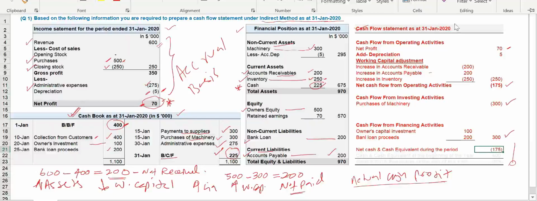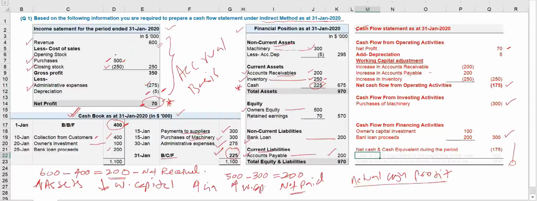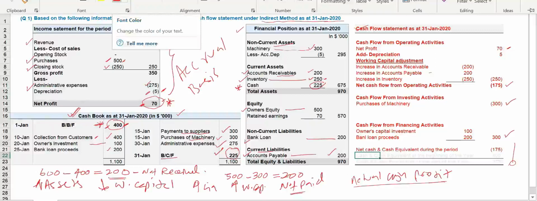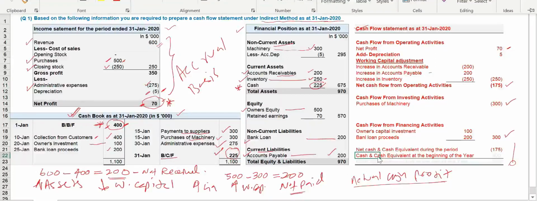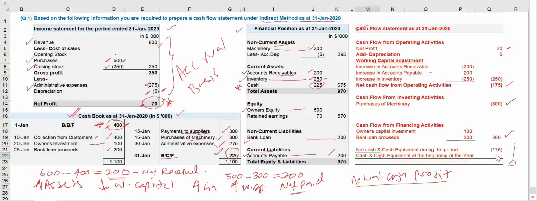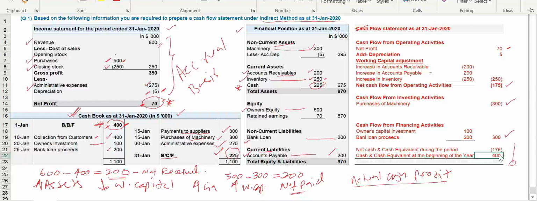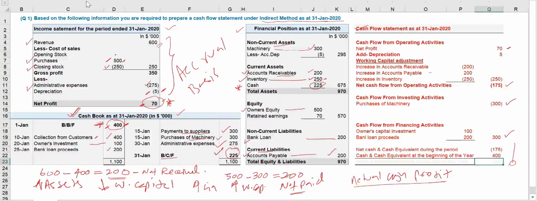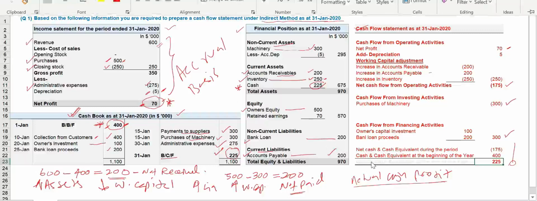So what we need to do is take the cash and cash equivalent at the beginning of the year. As I told you earlier, this 400,000 is part of the equity. So this is the opening balance. We need to take the opening balance in the cash flow to calculate the closing balance. So when you add up 400 positive and 175 net cash flow negative, that will be 225,000 cash and cash equivalent at the end of the year.